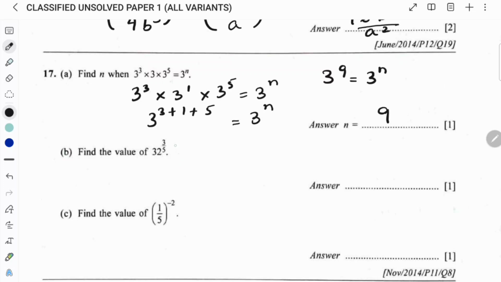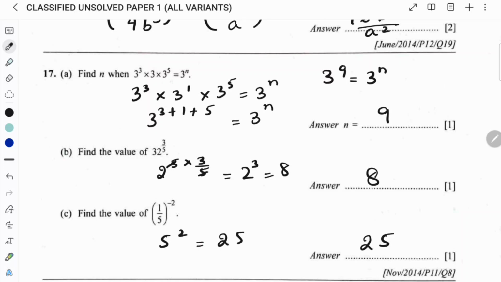Okay, now 32 to the power 3 over 5. 32 is 2 to the power 5, so 2 to the power of 5 into 3 upon 5, and the 5s get cancelled, that is 2 cube is equal to 8 here. Question number 17b part. Now see, 1 upon 5 to the power minus 2, that is 5 to the power 2, that is 25. 25 is the answer for this part.